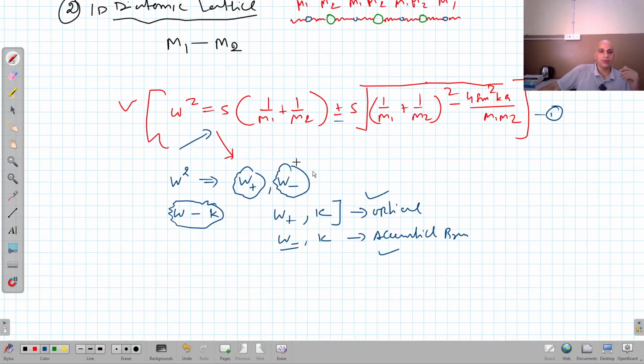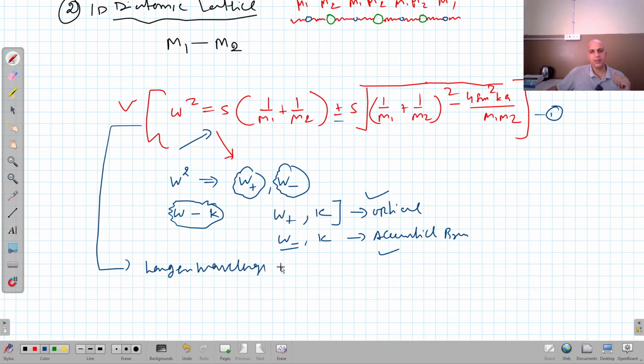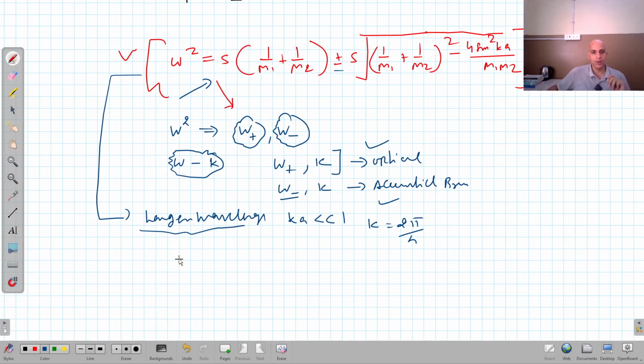One thing that I can also discuss from this relation one is if I apply the condition again for longer wavelengths, that means in that case Ka is very much less than 1, because K is equal to 2π upon λ. I was saying for the longer wavelengths, small frequencies. So if I simplify this equation, again I will get two values. One corresponds to ω positive and one corresponds to ω negative.